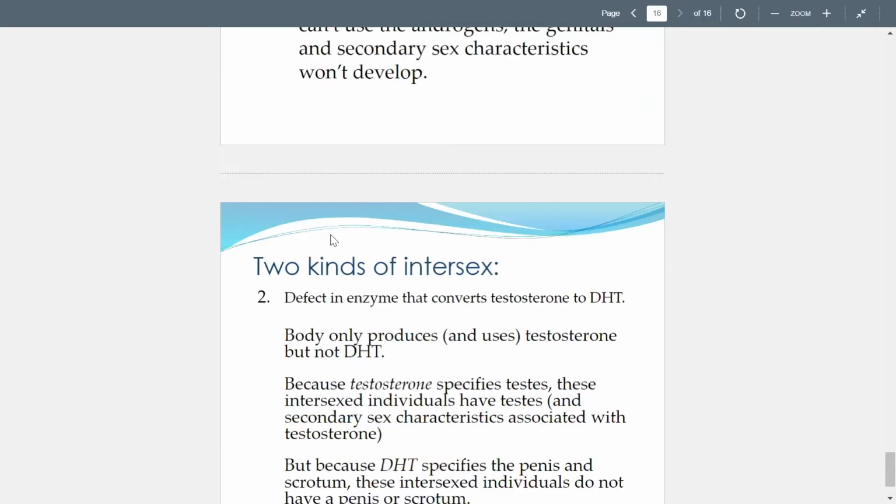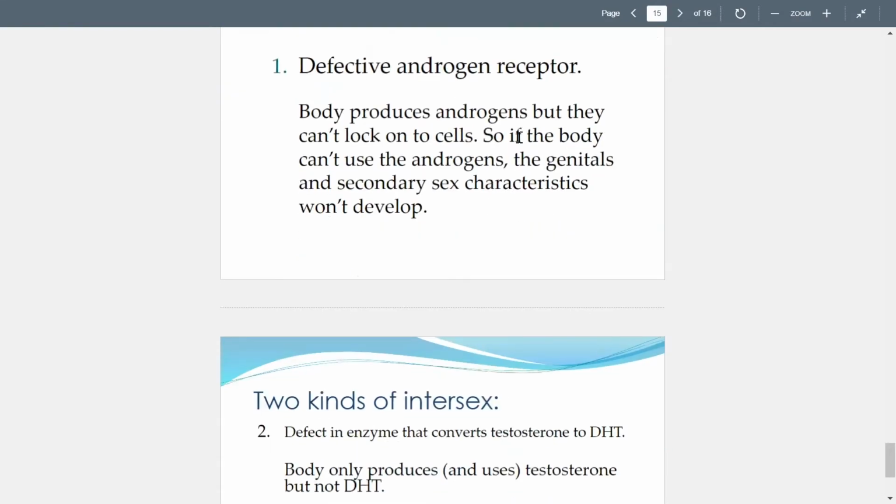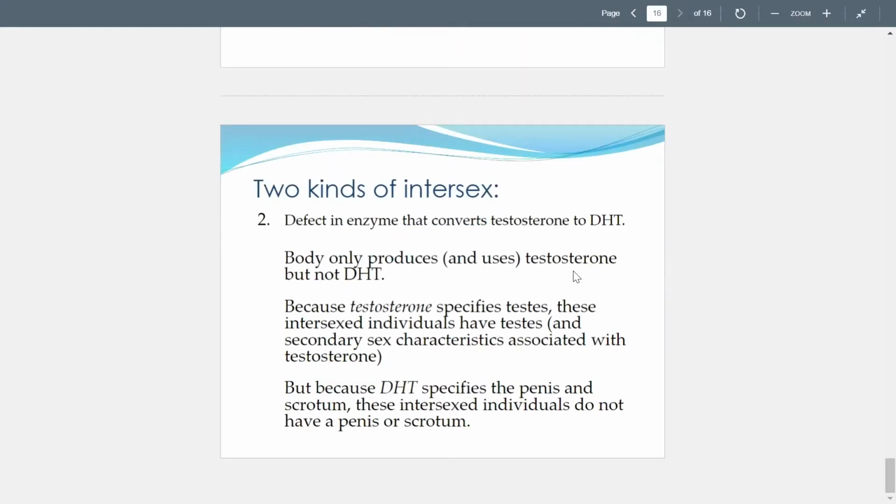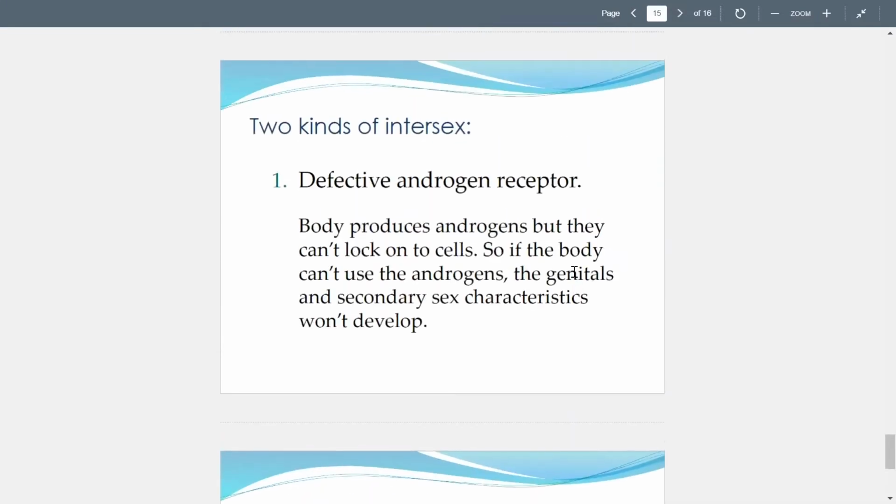So both of these do not have genitals, basically: people who have the defective androgen receptors and the defect in the enzyme that converts testosterone to DHT. That's about it for that lecture.